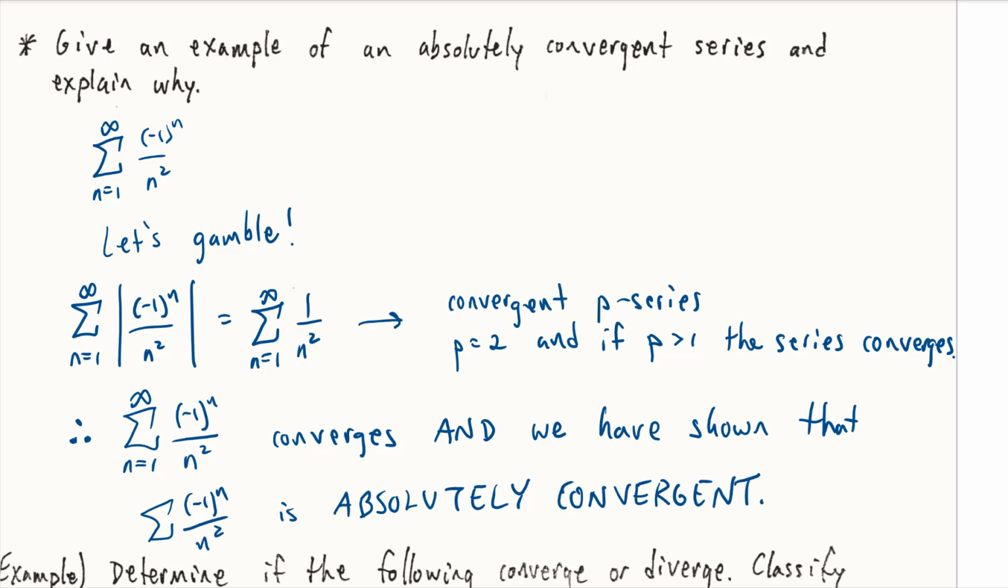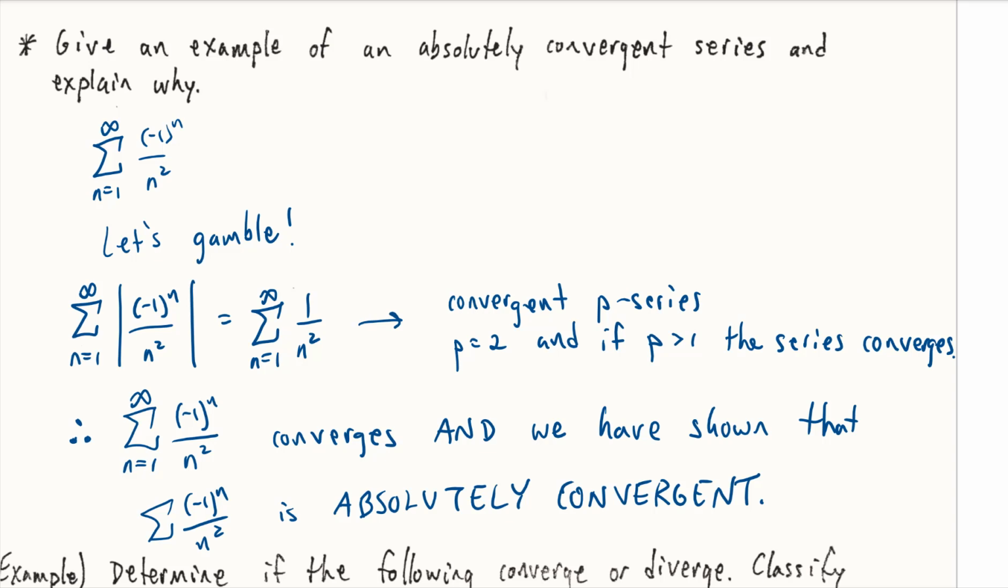Now, I said let's gamble, because it is a gamble. You might get an infinite series with negative terms, probably alternating. That's typically what we're dealing with at this level if we have negative terms. And you're like, all right, I'm just going to make all the terms positive and hope that converges. But it might not.